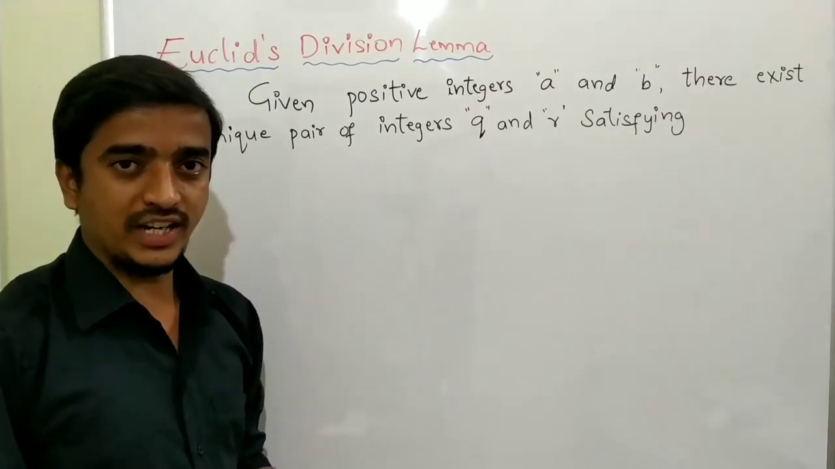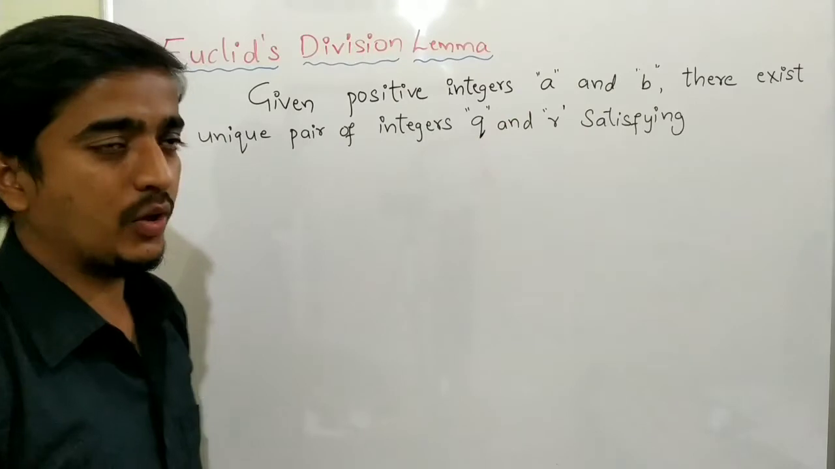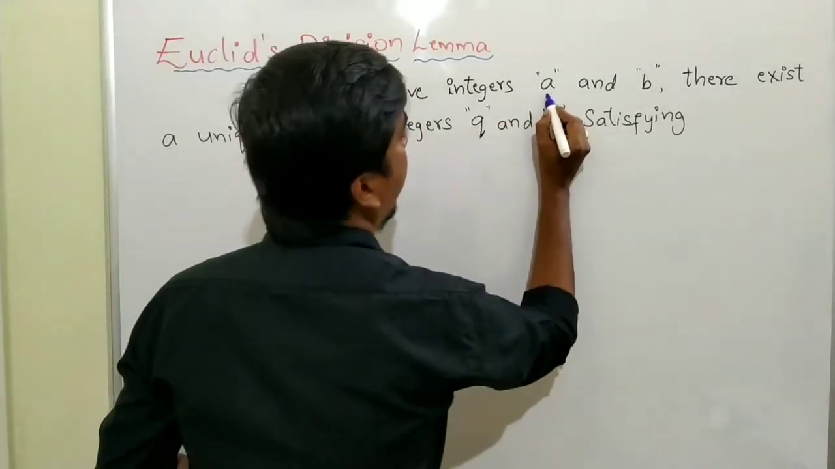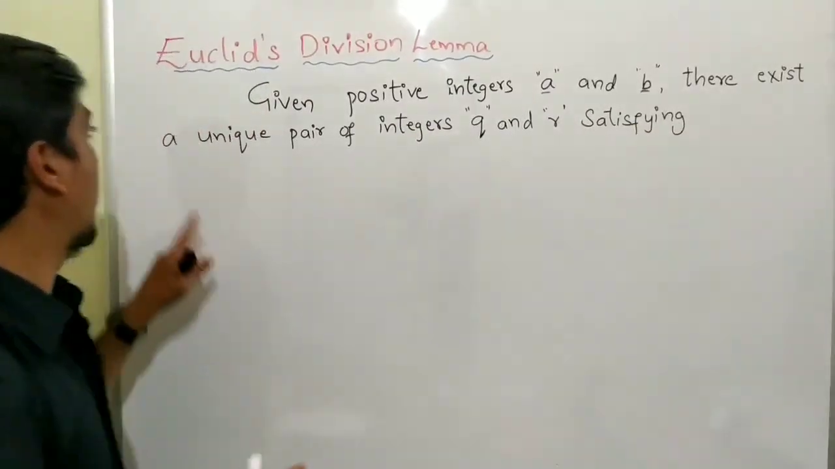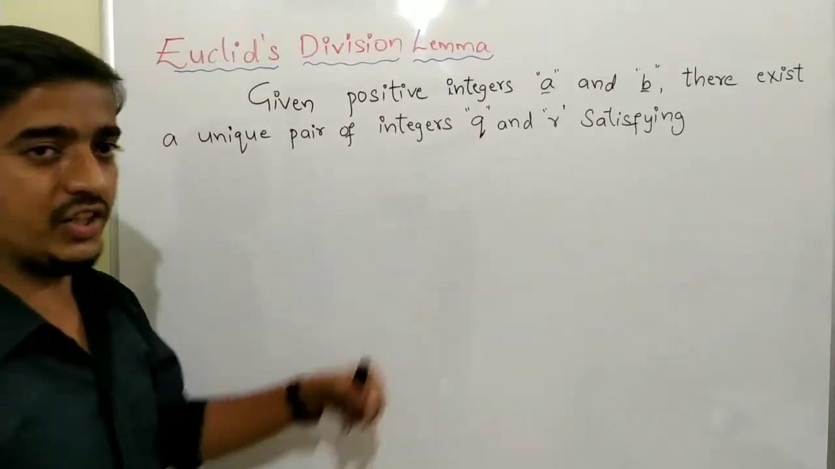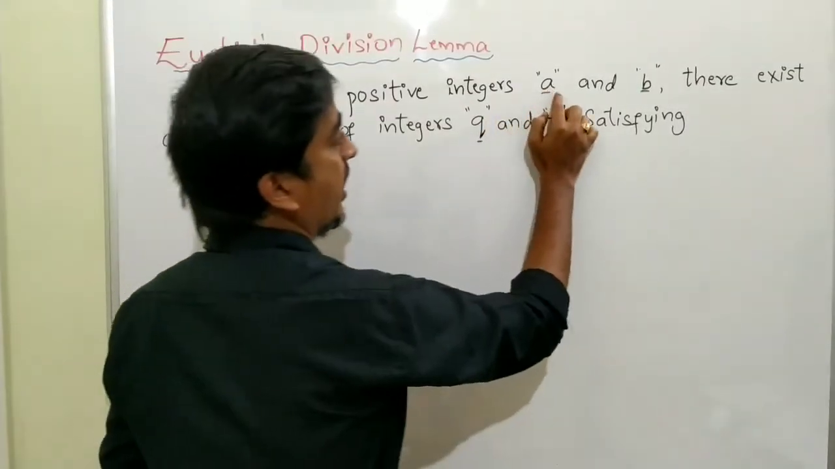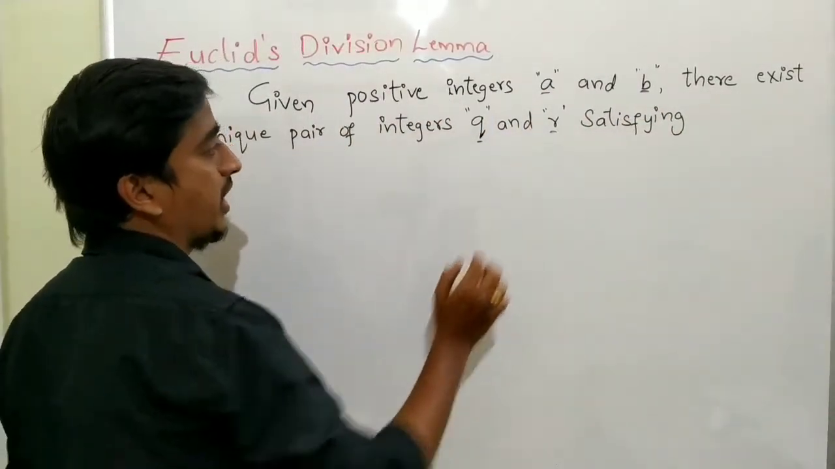Euclid's division lemma states that given positive integers a and b, where a and b are any two positive integers, there exists a unique pair of integers q and r. Here a is the dividend, b is the divisor, q is the quotient and r is the remainder.